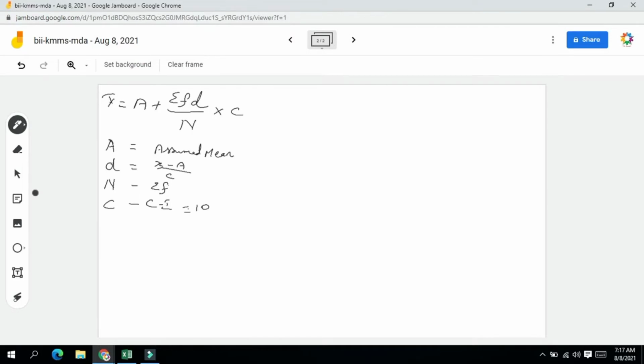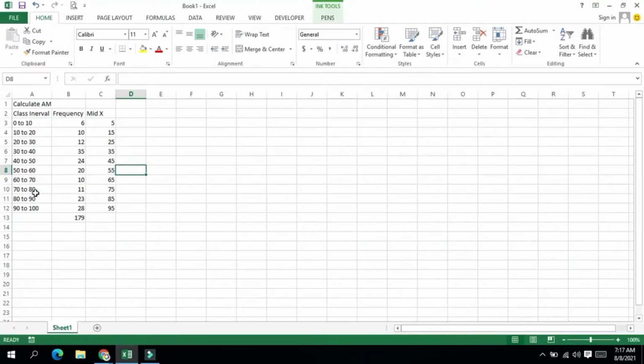Now we have to find a. It starts from 5, 15, 25 till 95. I'm taking the middlemost number. For example, totally 10 values are there, so you can just separate like this.